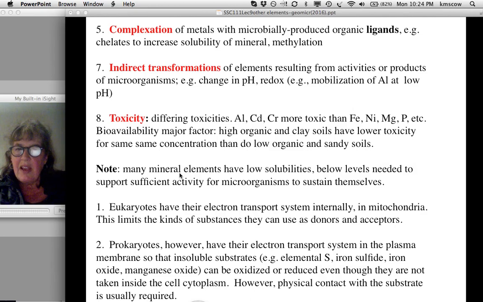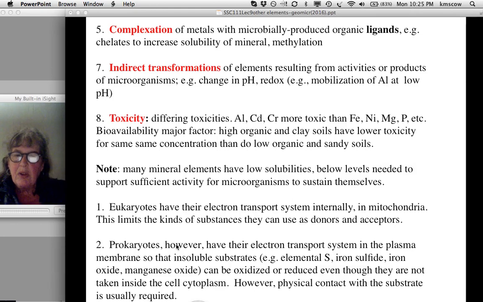A lot of elements have very low solubilities. So in a lot of cases, particularly cations, they're going to be not very available and are often going to be limited. A couple of interesting things: eukaryotes have their electron transport chain internally in their mitochondria. So that limits some of the kinds of reactions that they can carry on with elements that are out in the environment, because they cannot have physical contact between their electron transport chain and these maybe insoluble precipitated minerals.